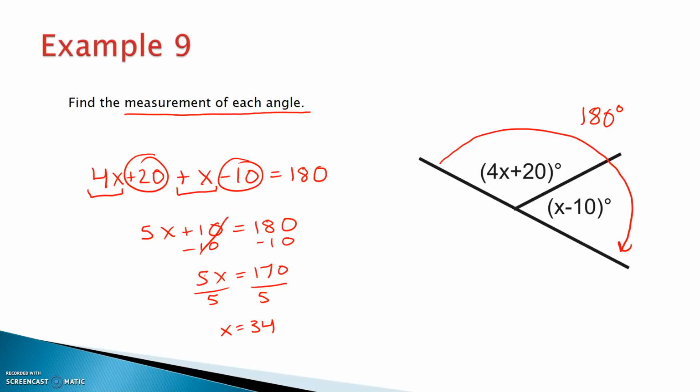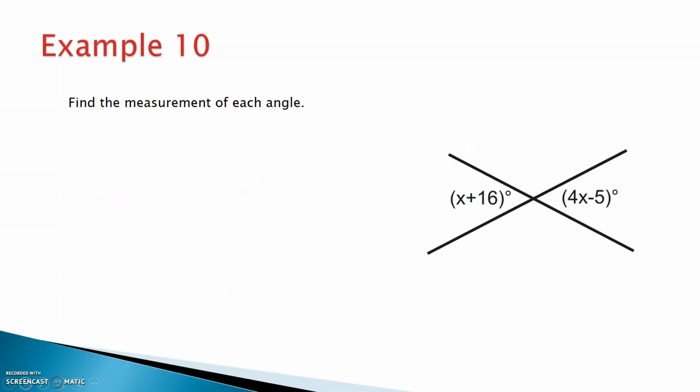So again, I'm going to pull out a calculator real quick. So 4 times 34, right? So I'm going to do my work here. 4 times 34 plus 20. Well, 4 times 34 is equal to 136 plus 20. That equals 156. This right here is 156 degrees. What if I plug in 34 here? What's 34 minus the 10? That is going to be 24. This acute angle measures 24 degrees. Now I've actually answered the question. This measures 156. This acute angle measures 24.